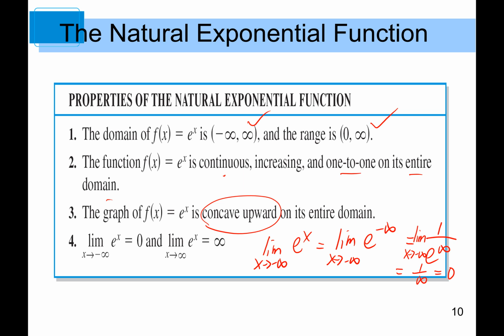For the second limit, the limit as x approaches infinity of e to the x is infinity. Replace x with infinity, and you get e to the infinity power, which becomes infinity. The limit of infinity is infinity, right? That's why the limit as x approaches positive infinity of e to the x is also positive infinity.